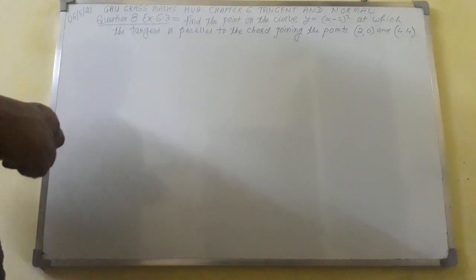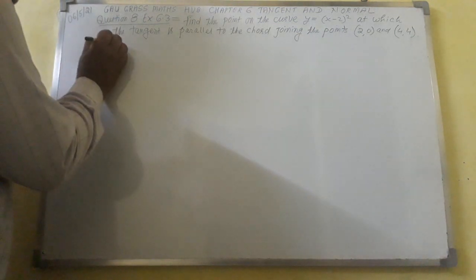I shall explain question number 8 that has been taken from exercise 6.3, chapter 6, tangent and normal of NCERT Class 12 mathematics. The question is: find the point on the curve y equal to (x minus 2) whole square at which the tangent is parallel to the chord joining the points (2, 0) and (4, 4). Now let us come to the solution.